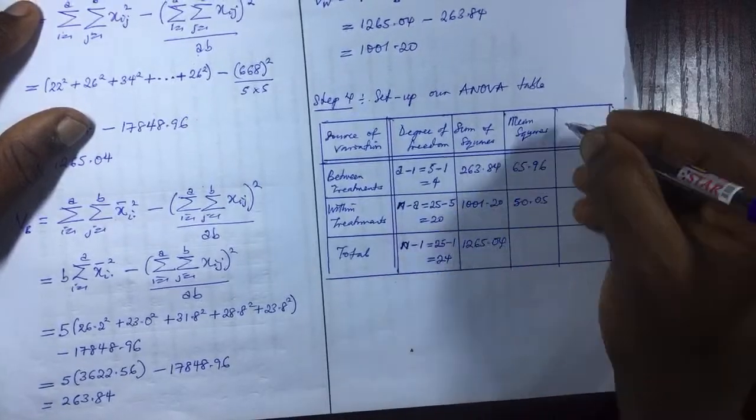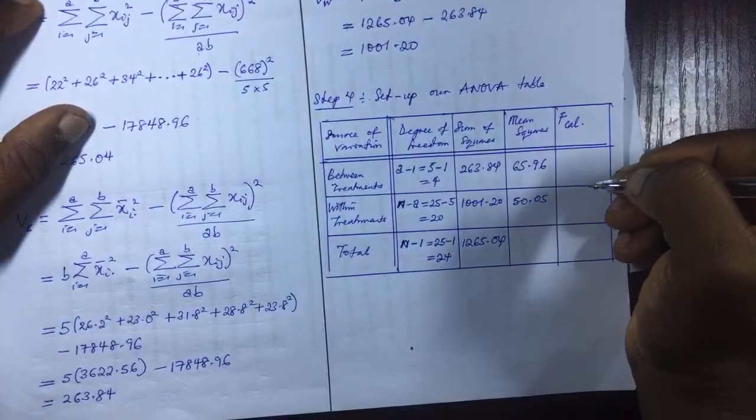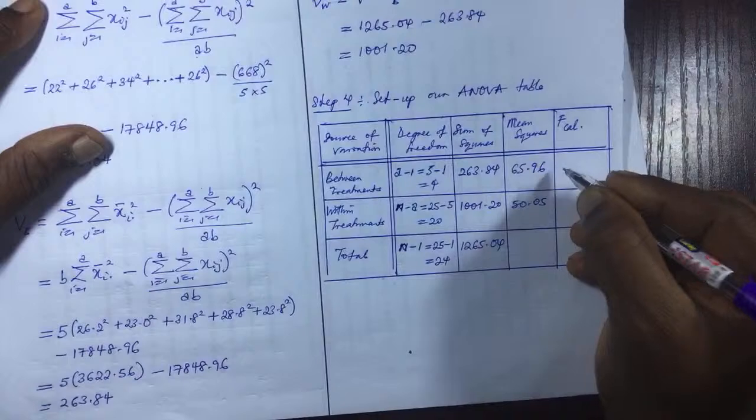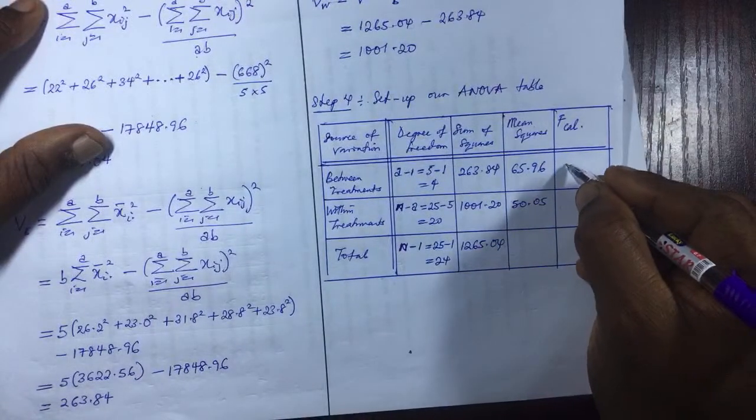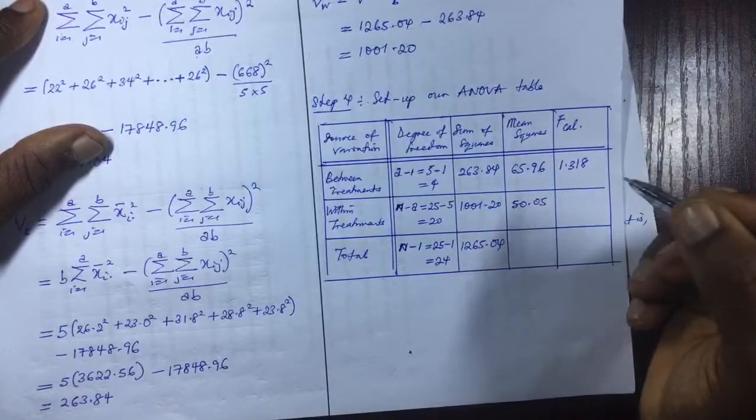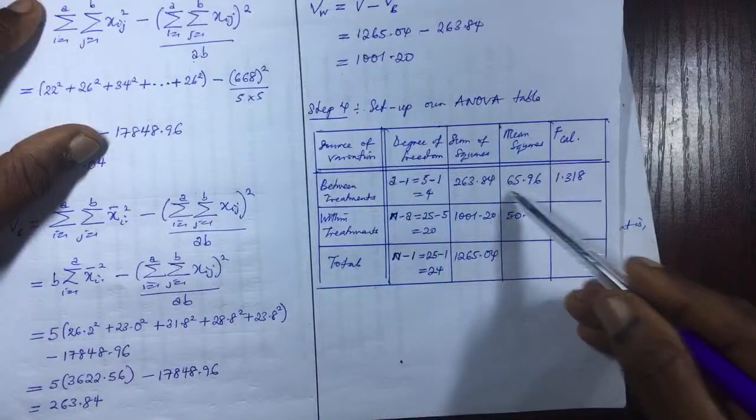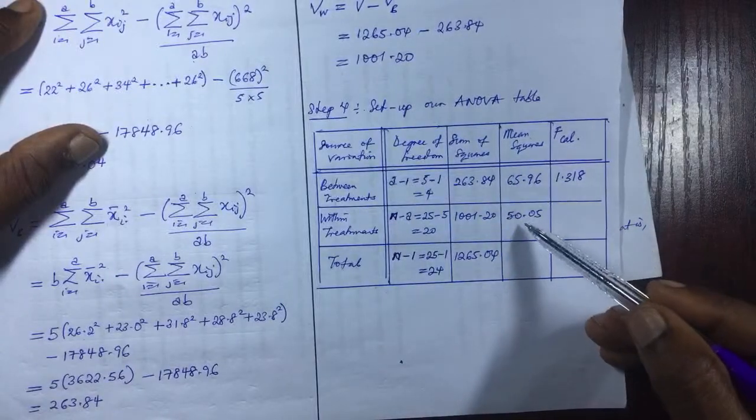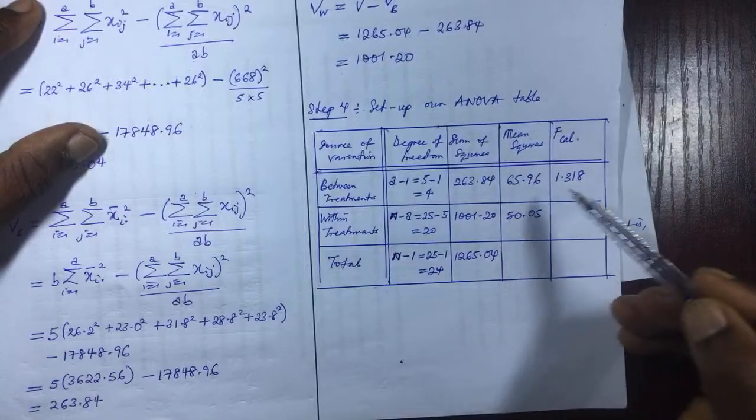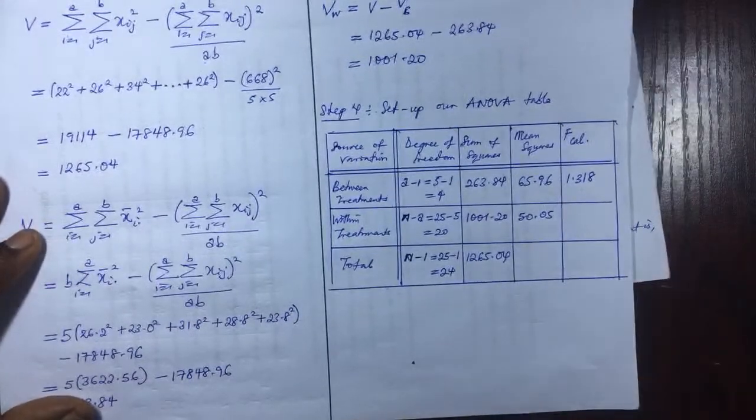Now, here you put in the last column, which is F calculated, otherwise called F ratio, whichever one you want to call it. I prefer calling it my F calculated. So this would give me 1.318. Now, how did I get this value, guys? The way to get this value is dividing your mean square between treatment by your mean square within treatment. That is, this divided by this gives this value. Okay, so that completes step 4.